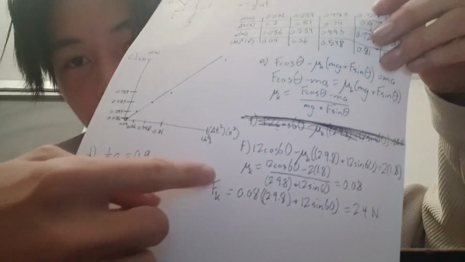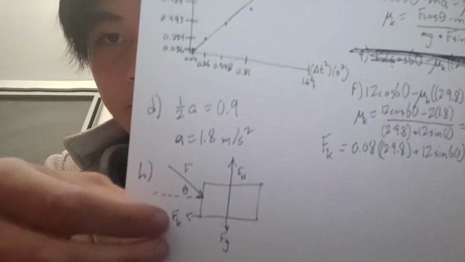And then, using given values, calculate the numerical value for the coefficient of friction mu k. I honestly did not know how to find Fk without finding mu k first, so that's what it is. Mu k is 0.08.